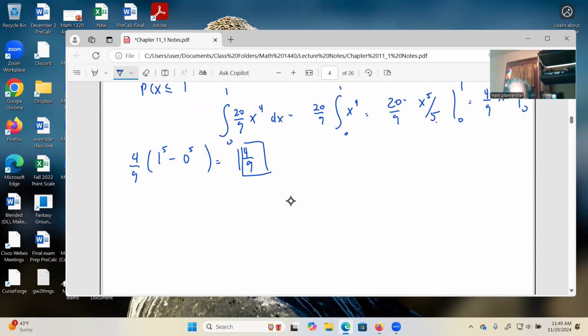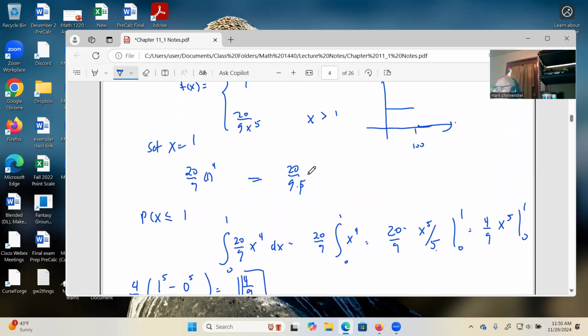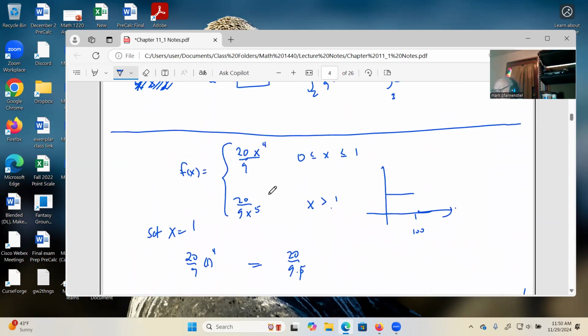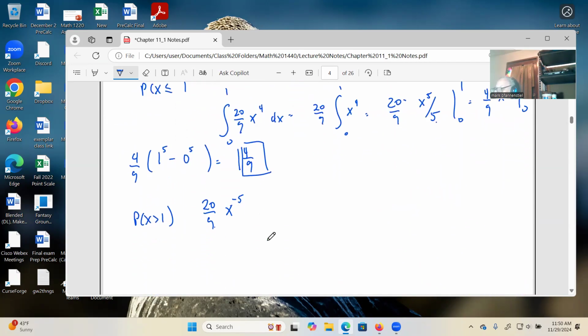Now it gets a little bit crazy when it says, what's the probability that x is greater than 1? So we have to go back to our piecewise defined function. What's the rule when x is greater than 1? Oh, it's this rule. It's 20 over 9 x to the negative 5. I just moved the x to the fifth back up to the numerator, gave it a negative exponent to make it look like a calculus problem, because it's easier to integrate negative exponents than it is to deal with denominators.